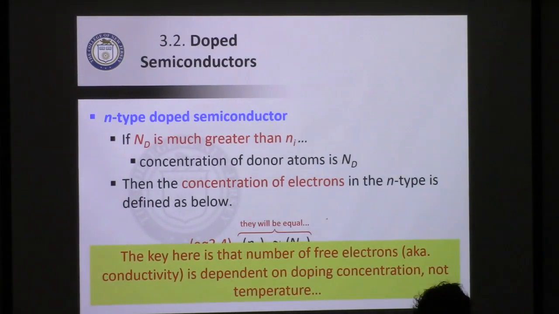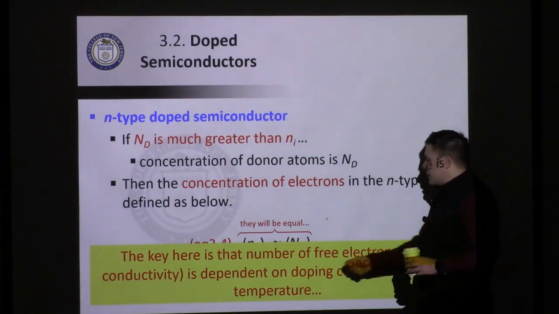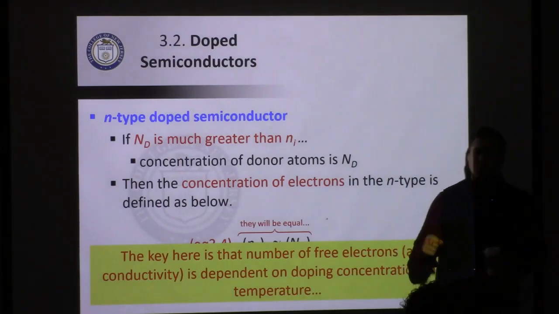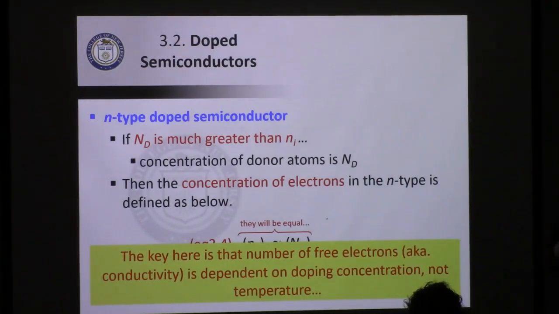Again, the key, not to be repetitive, is that the number or the concentration of free electrons, which is proportional to conductivity, is dependent on the doping concentration and not on the temperature. So we can control that whenever we run the chemical process and create our semiconductor. Right, that's when we would set that value.